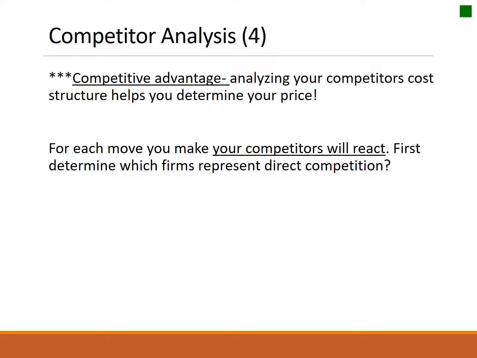So competitive advantage happens when we start analyzing our competitors' cost structure too, like we just mentioned, but then using that information to form our price strategy. Now, the next step in this is to better understand this idea that for each move we make, we have to anticipate or expect that our competitors will react in some way. So think about if I lower my price, if I raise my price, if I reposition myself on a perceptual map, what will my competitors do as a result of that?